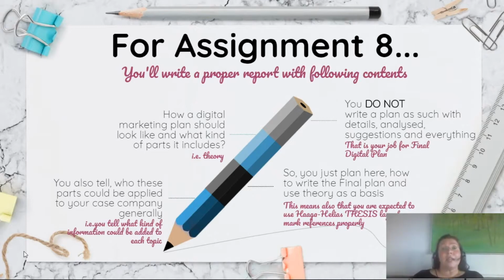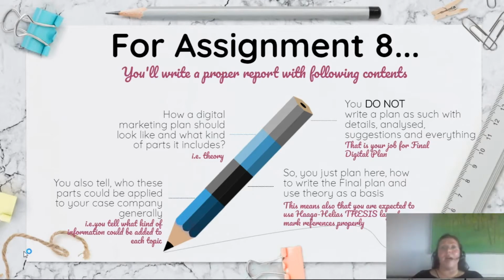So it means that you are writing some theoretical framework there. You are telling me, based on some objective sources, how a digital marketing plan is written and what elements it includes. Theory. The next step is that you also tell me, once you have this structure, these are the topics there, explain them a little bit. Then you tell very shortly how this could be done, or what this means for my digital marketing plan, underneath each topic. But you do not write a plan as such.